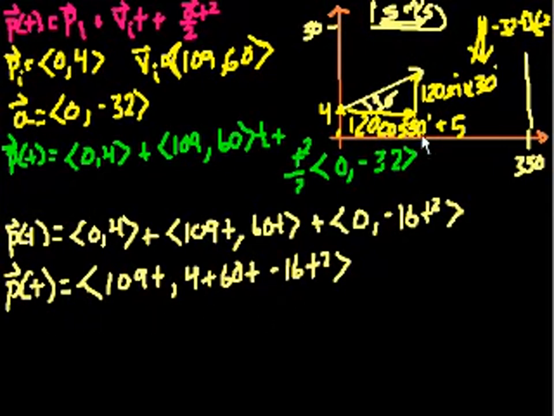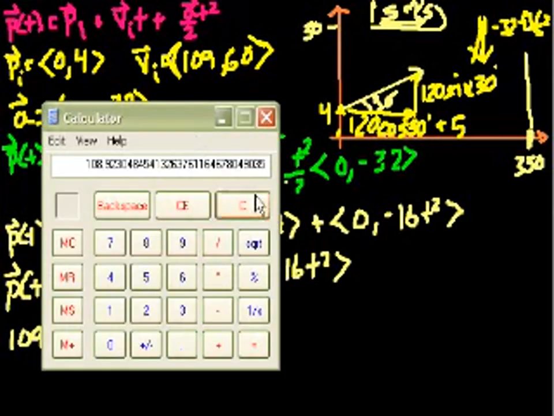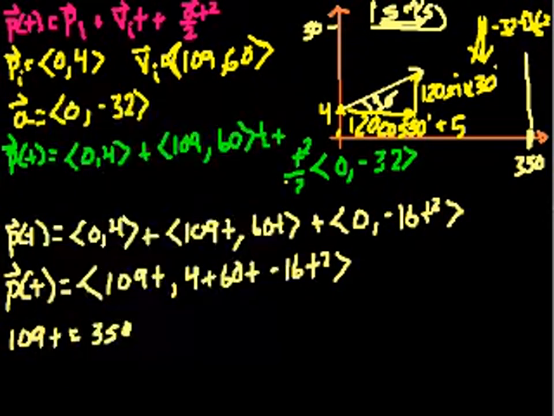So let's solve the problem. Now that they had this wind gust and our x velocity is going a little faster, let's see if we can clear the fence. So how long does it take to get to 350 feet in the x direction? Well, this number right here has to equal 350. So we have 109t has to be equal to 350. And so what's 350 divided by 109? 350 divided by 109 is equal to 3.2 seconds. t is equal to 3.2 seconds.